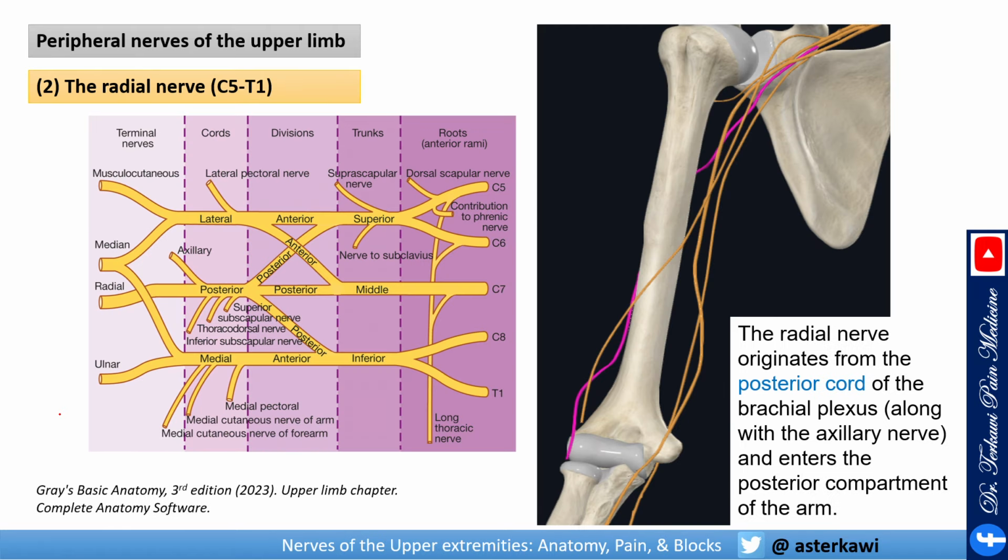So the radial nerve originates from the posterior cord of the brachial plexus, as you see here. Eventually, it's coming from C5 to T1, and it enters the posterior compartment of the arm. The posterior cord gives you the radial and the axillary. Here I highlighted the radial nerve for you, so you see how it entered the posterior compartment.